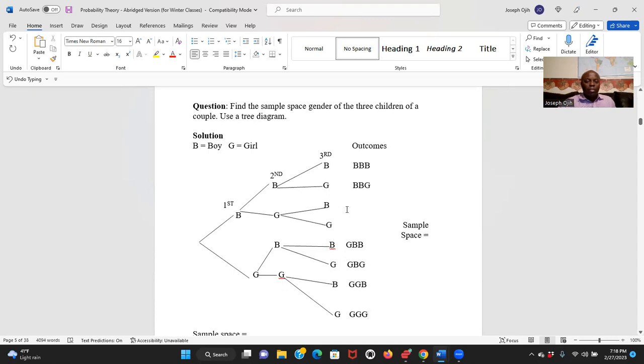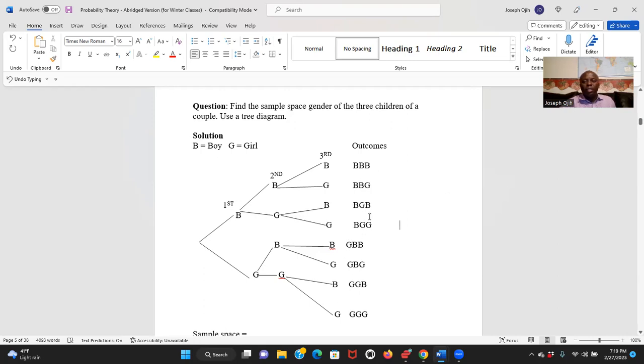So how about here? I think I clicked on something and it disorganized it. So boy, girl, boy, and it can be boy, girl, girl, and so on. So this gives us a sample space. How many? I have 1, 2, 3, 4, 5, 6, 7, 8. These are all the possible outcomes.